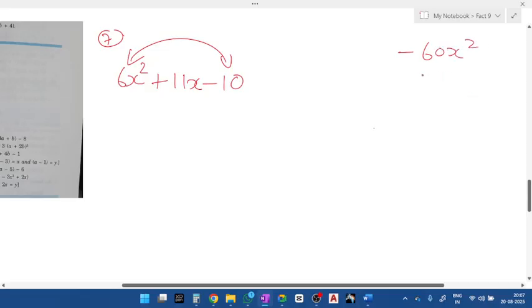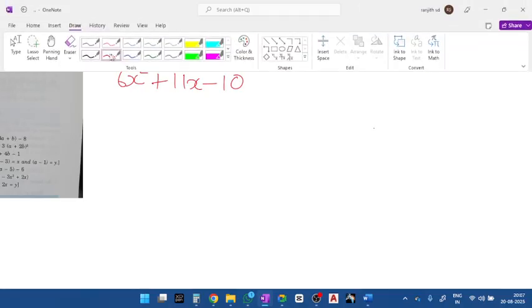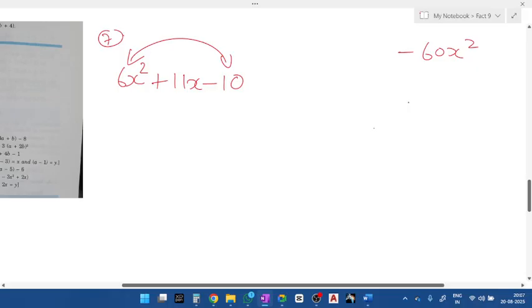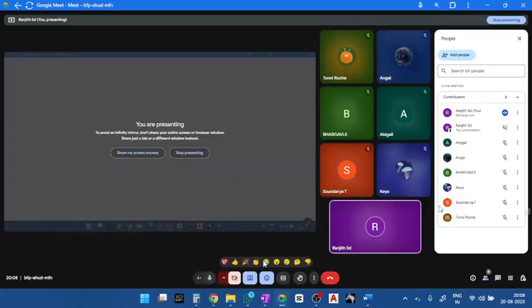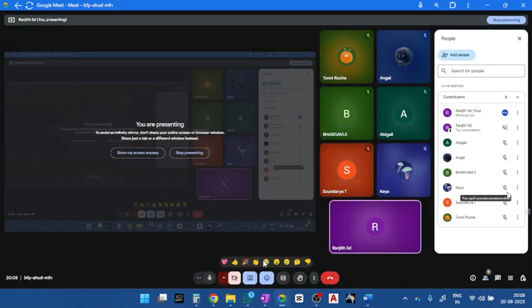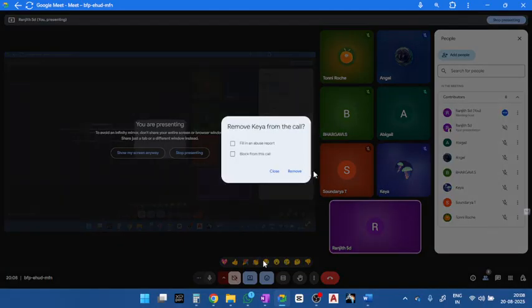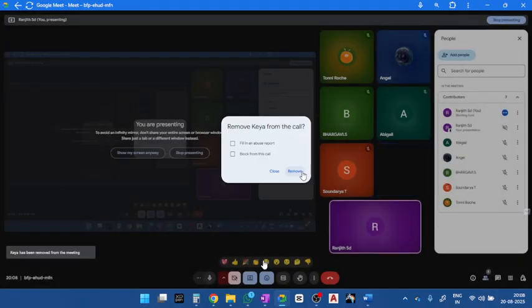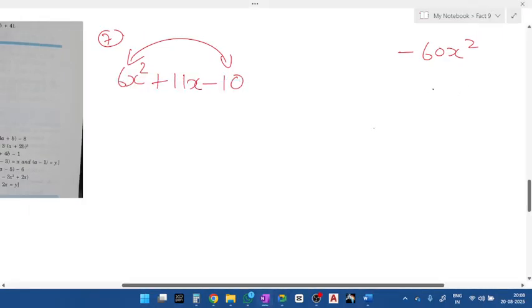Next. Kia, can you explain what's the next step? Tell me what's the next step, Kia. What do we do? Yes, Kia, why no response? Unmute and answer. What's the next thing we do? Tony, tell me the next step. What do we do? What are the factors? How do you find 1 into?